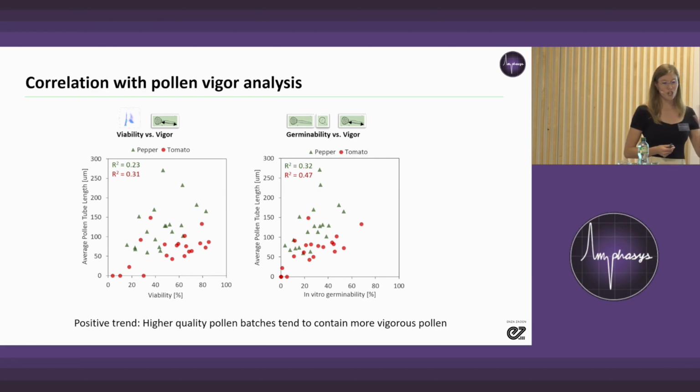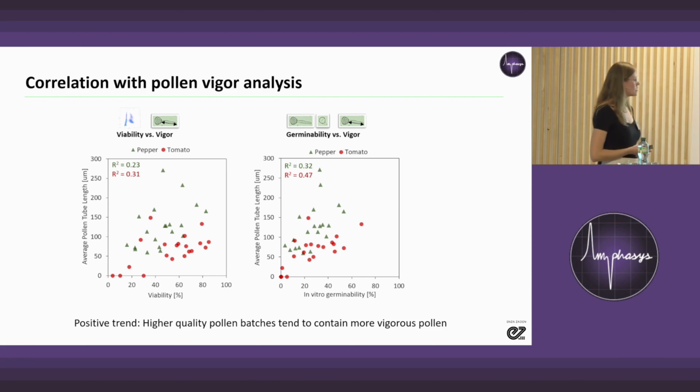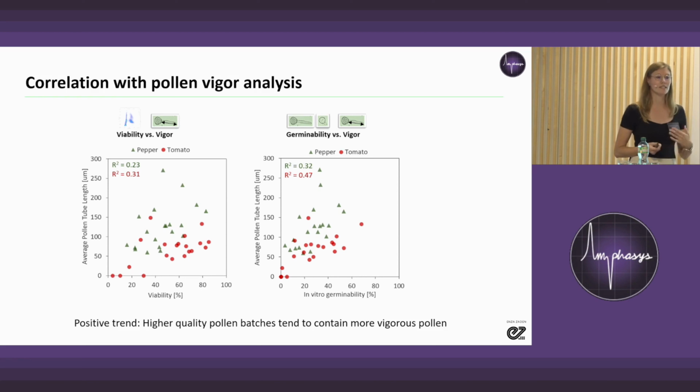Obviously, there is not a clear linear correlation, as we just saw when we compared germinability with viability, but we do see a slight positive trend. So it seems to be the case that higher quality pollen, as you can see in both viability and in vitro germination, tends to contain somewhat more vigorous pollen, at least a longer pollen tube length.